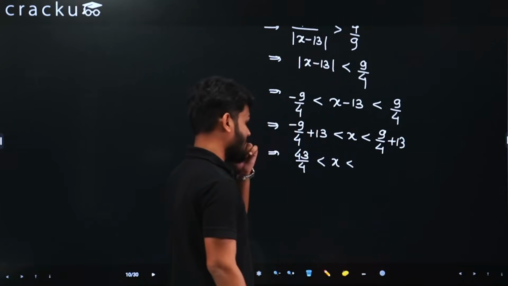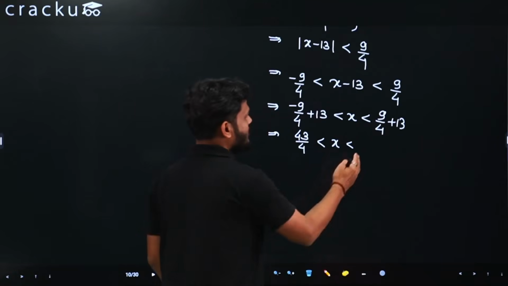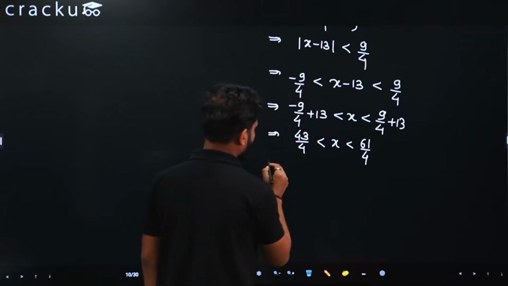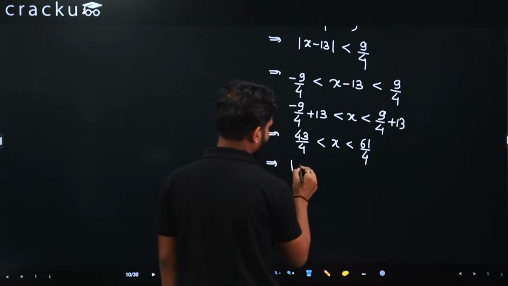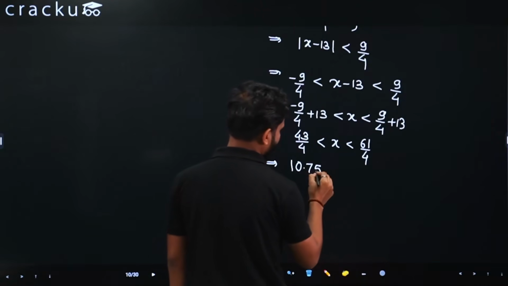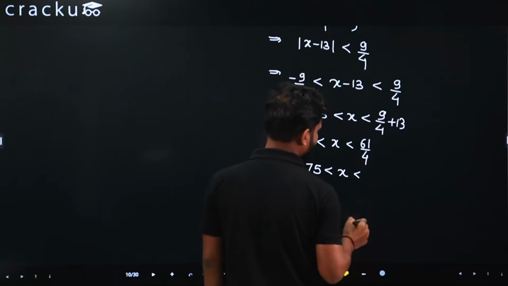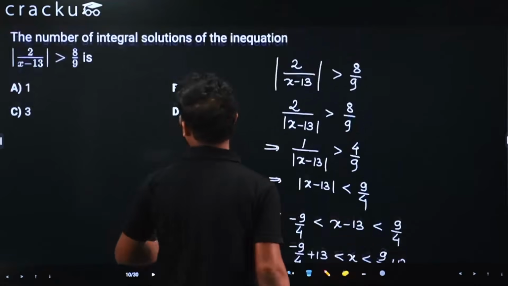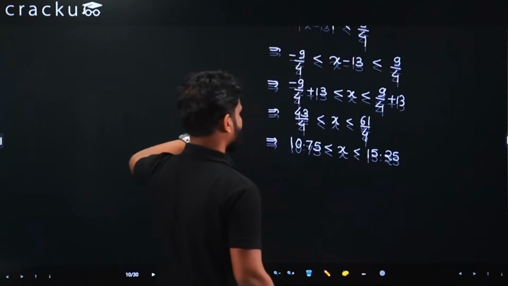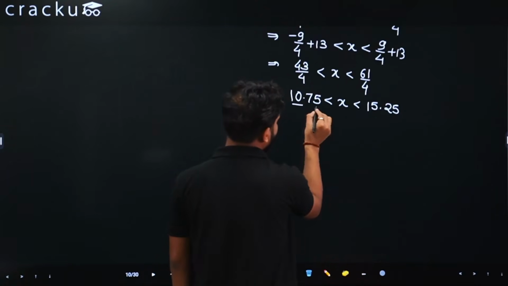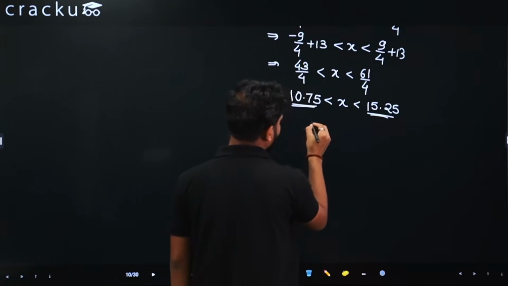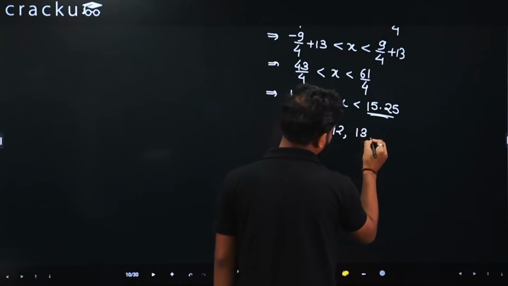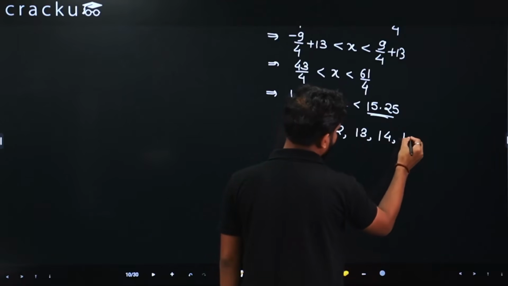And from here what you get? You get 52 plus 9, which is 61 by 4. This is nothing but 10.75 is less than x is less than 15.25. And what we need? We need the integer solution. So what are the integers between this? Between 10.75 and 15.25? They are 11, 12, 13, 14, and 15.